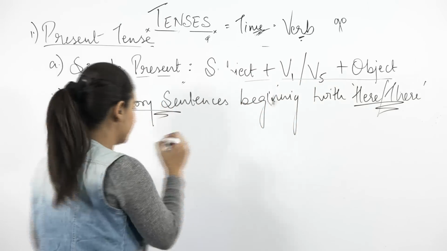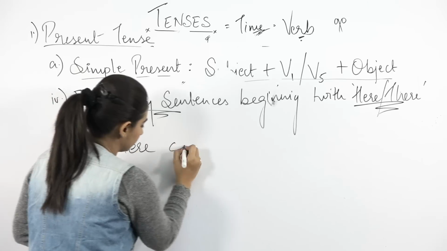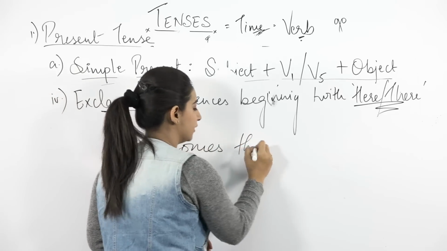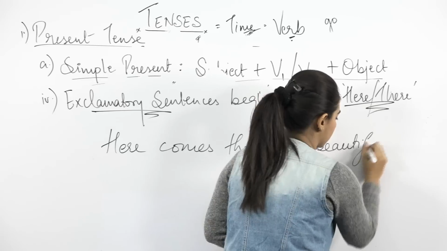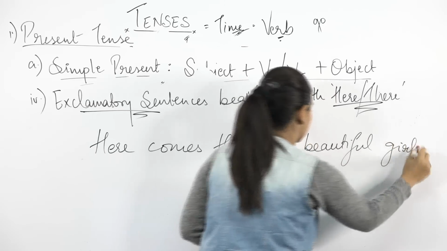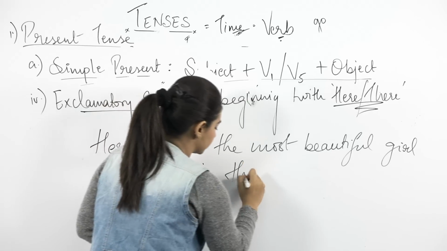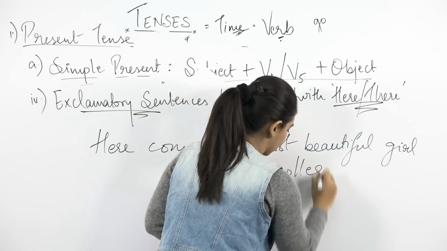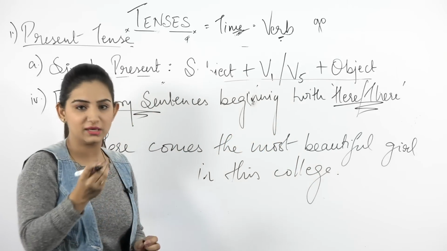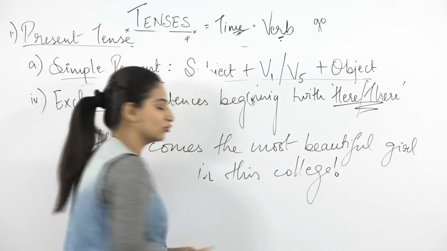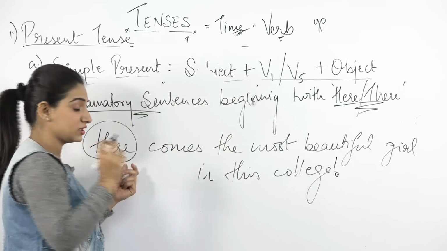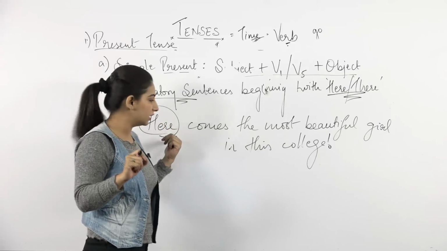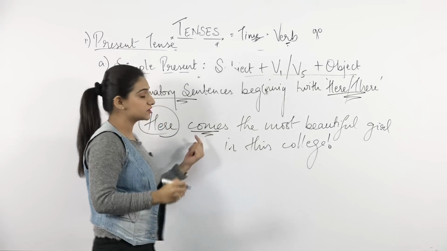For example, here comes the most beautiful girl in this college. ये बोला होगा अपनी लाइफ में, कभी कॉलेज में गए होगे तो, बंक ना किया होगा तो, है ना, बोला होगा ना. तो here आप you are starting the sentence with here and you are using verbs fifth form here.